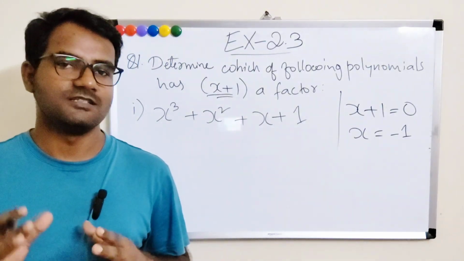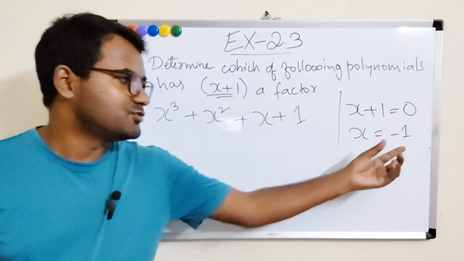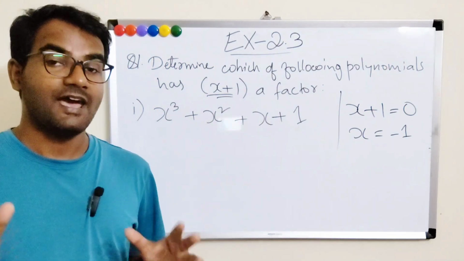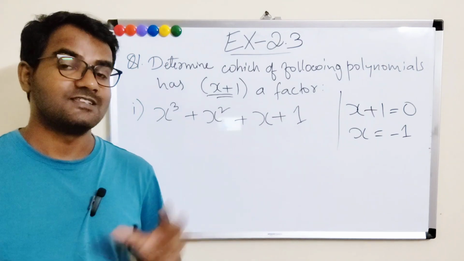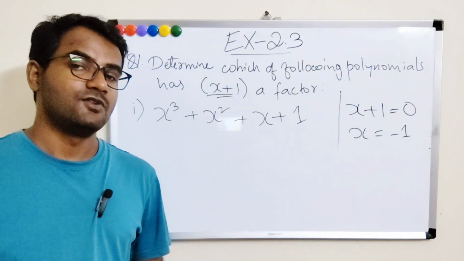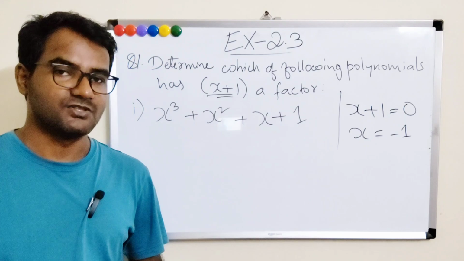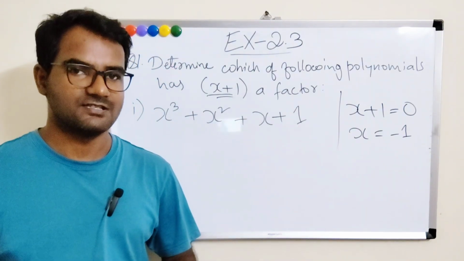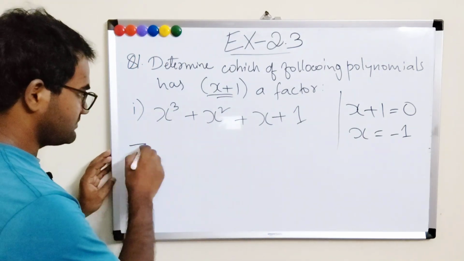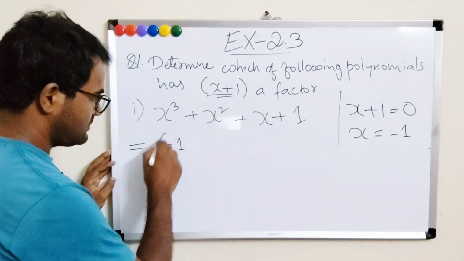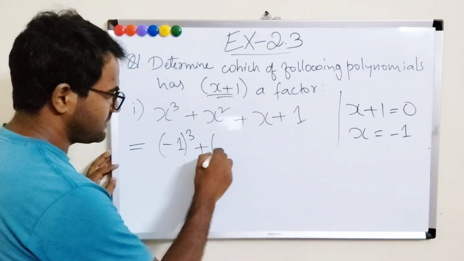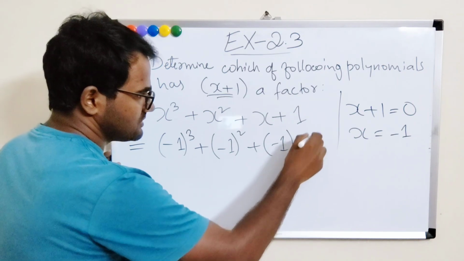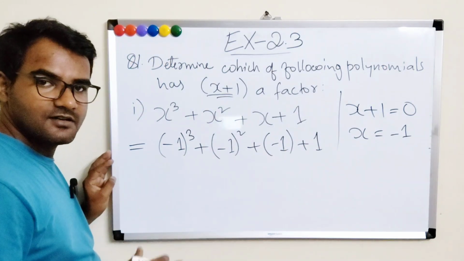Now listen carefully. Now we are going to put this minus 1 in place of x everywhere, right? And similarly we are going to put this minus 1 in all the following sums which are coming, alright? Like number 2, number 3, number 4, everywhere we will put the value of x to be minus 1, right? So let's start. So here I will put minus 1 whole cube plus minus 1 square plus minus 1 plus 1, right? This much is clear. I hope it's clear, right?